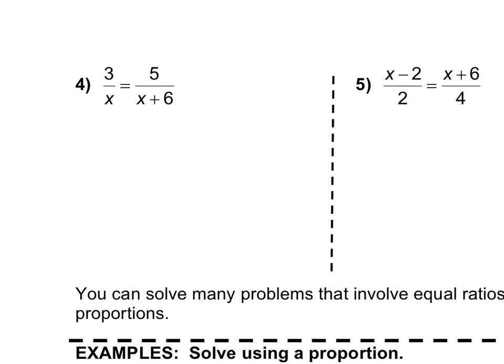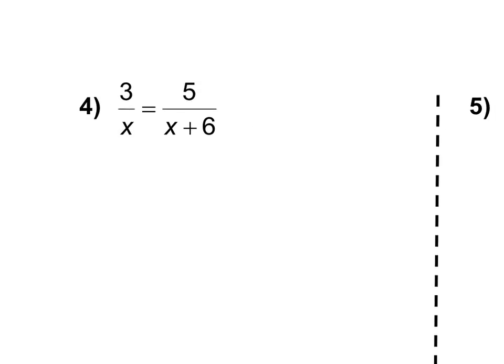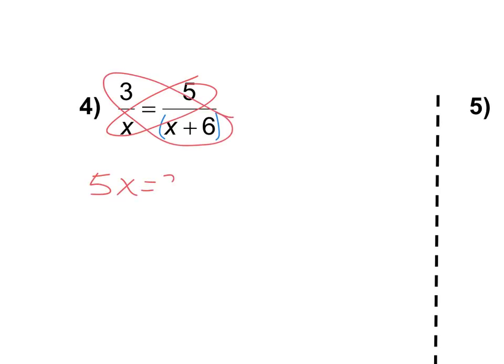Same business, it's just one's not negative. We do have multiple x's running around here, so I'm going to make sure I remember that's in parentheses. So I have 5 times x equals 3 times x plus 6. So I'm going to distribute on the right side. That gives me 5x equals 3x plus 18.